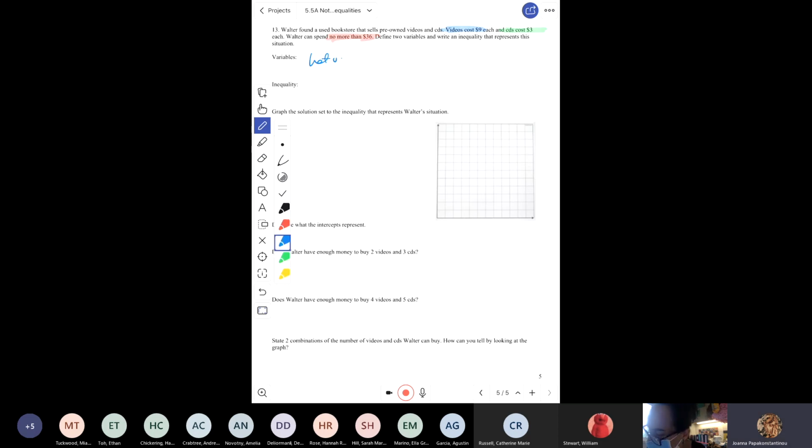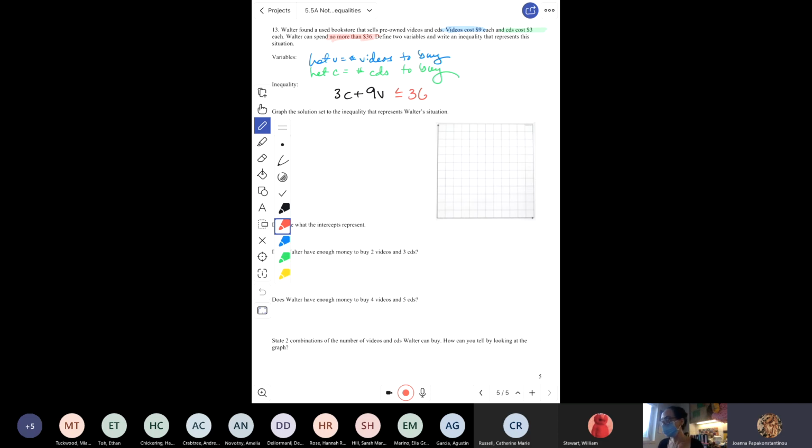So let's define our variables. I'm going to say let V equal the number of videos to buy. And I'm going to let C equal the number of CDs to buy. Now let's write an inequality. Anybody? Excellent. And remember, the commutative property of addition says it doesn't matter on that left-hand side if I write 9V plus 3C or 3C plus 9V.